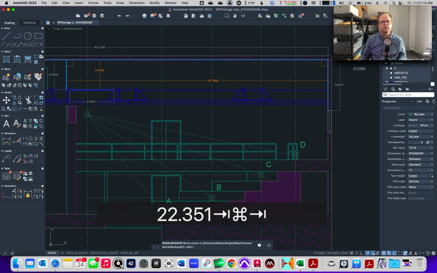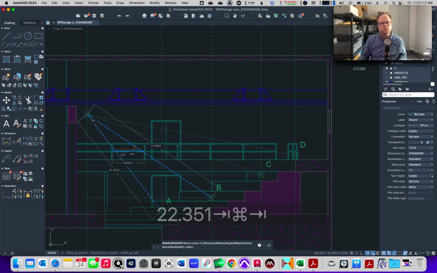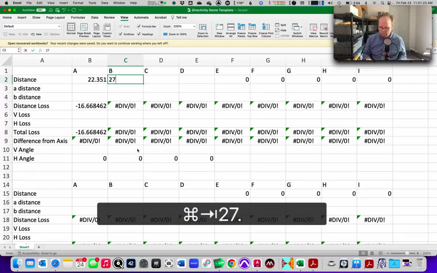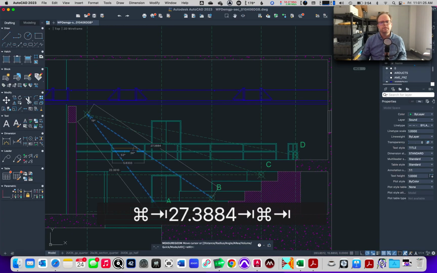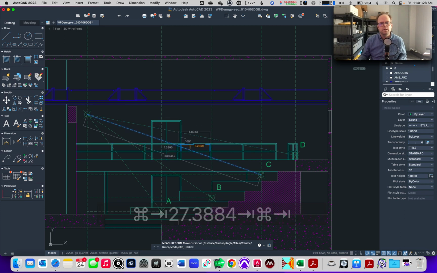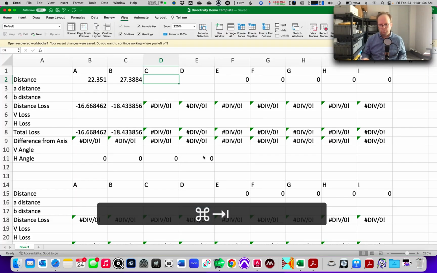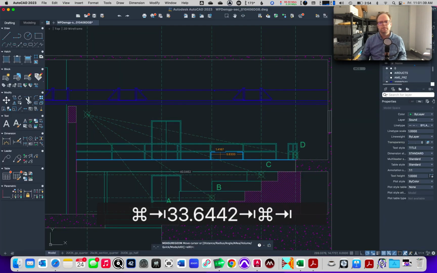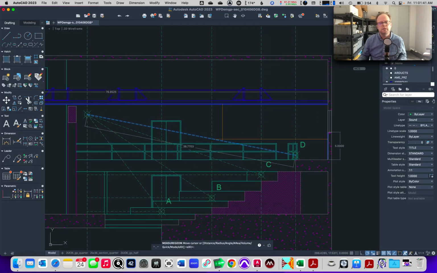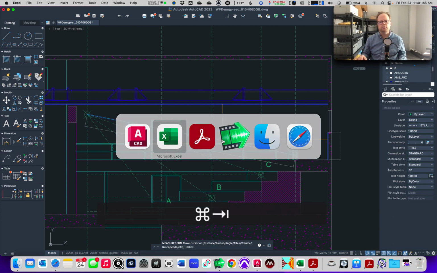That's the distance. Seat B, it looks like, is 27.3884. Seat C is 33.6442. Seat D is 38.7703.